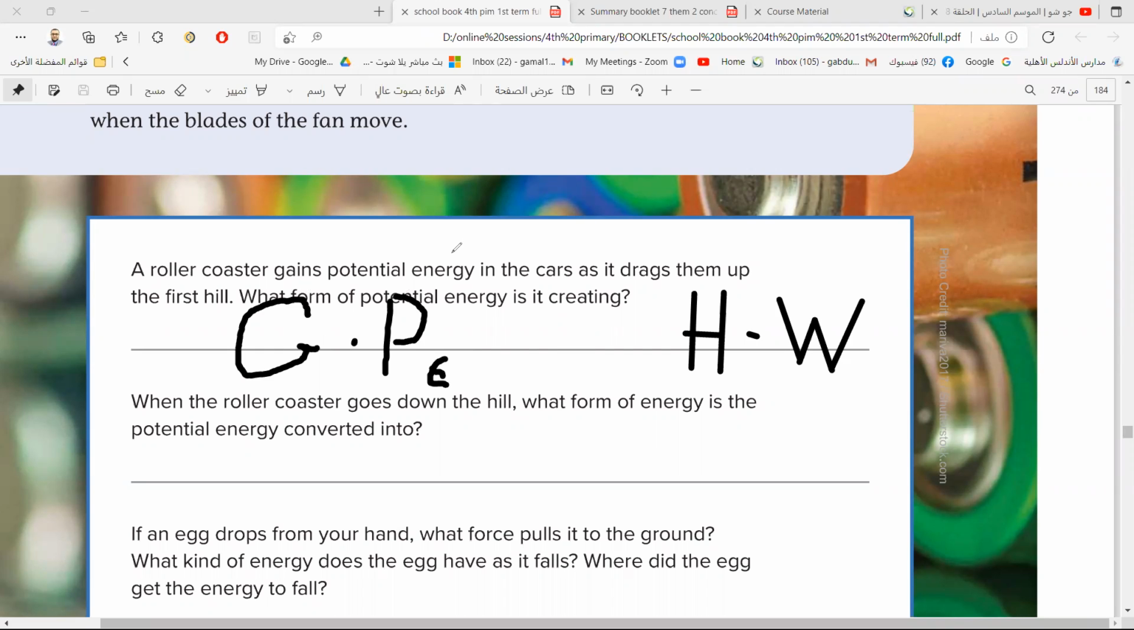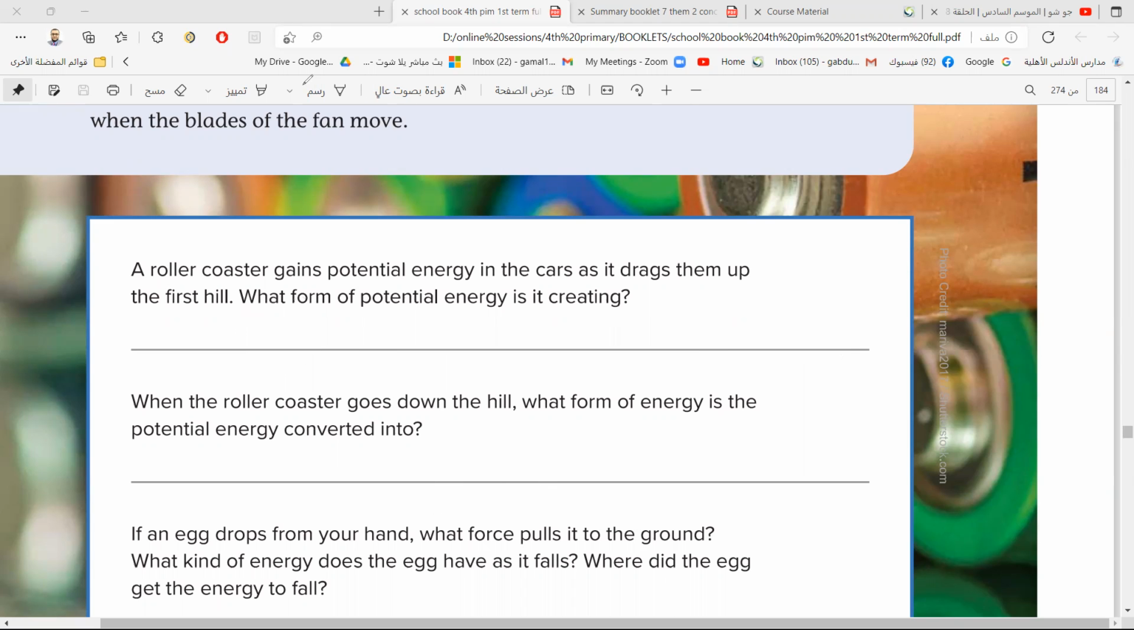Question number 2. When the roller coaster goes down the hill, what form of energy is the potential energy converted into? The potential changes into what when it moves down? Yes, kinetic energy. Very good, you are excellent. I will leave the rest for you as homework. Now let's move to another part of the lesson.